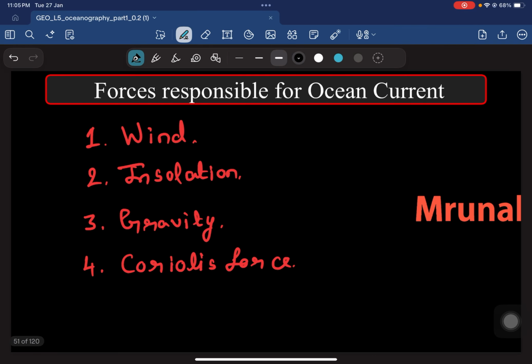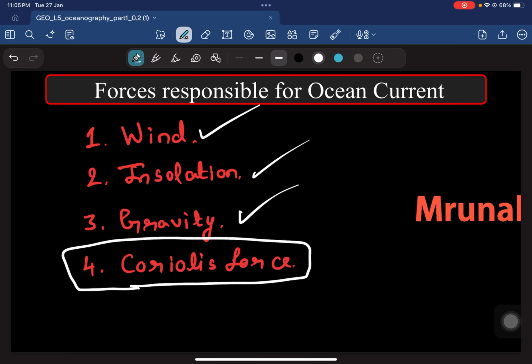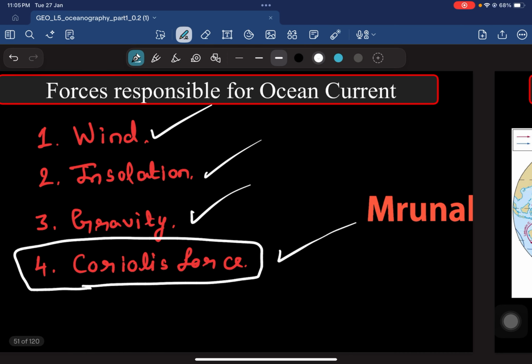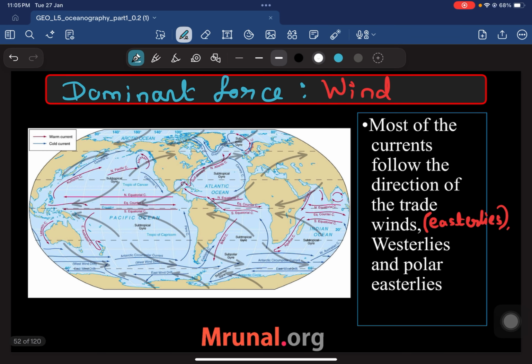Next, forces responsible for ocean currents. Which forces are responsible for ocean currents? The forces are wind, insolation, which means sun rays, and gravity. A very important force is the Coriolis force. What is this Coriolis force? I will discuss it another day. First one is wind. This is the dominant force, a very important force.